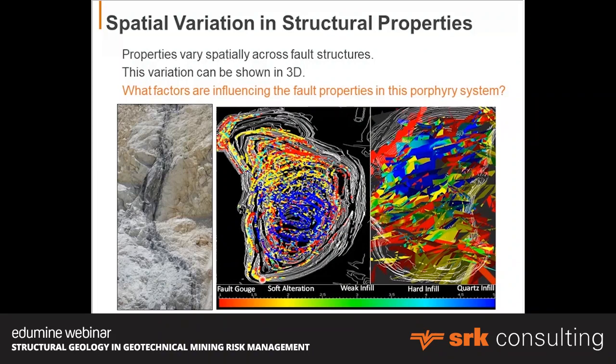Right? We can take those observations and paint them onto the structural model as well to see which faults are stronger and which are weaker. You can see how this would be such a powerful tool or piece of information for the geotechnical engineer who's trying to do a design on these different domains for that pit.